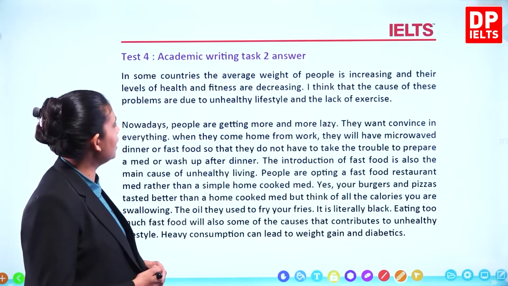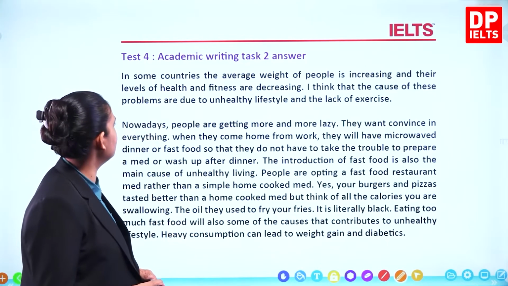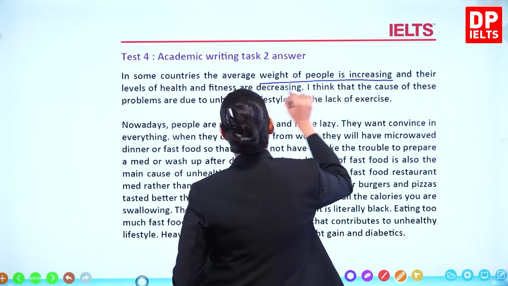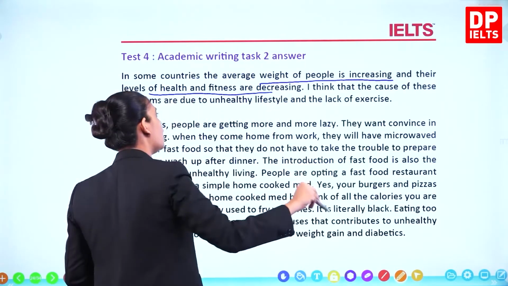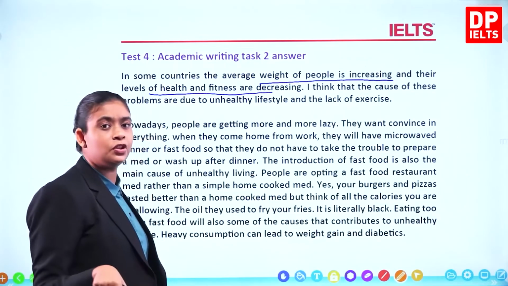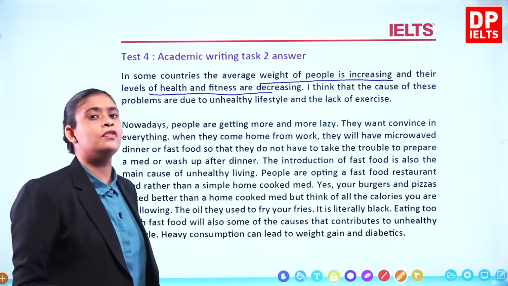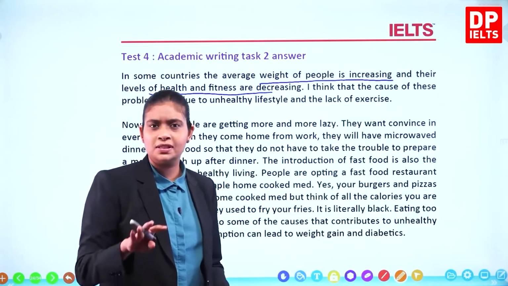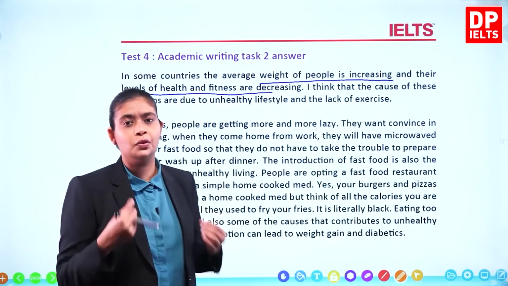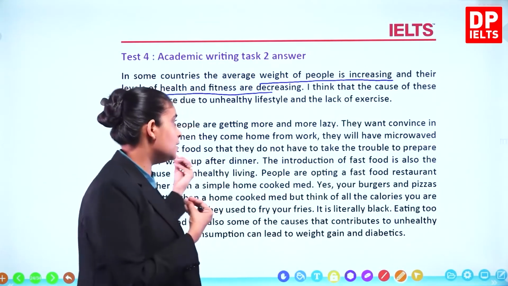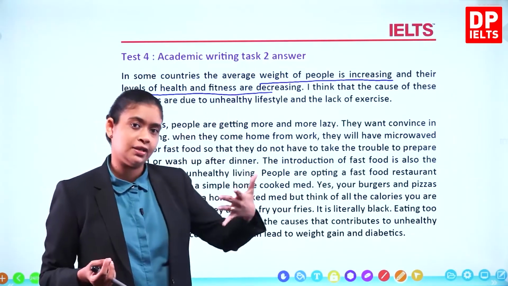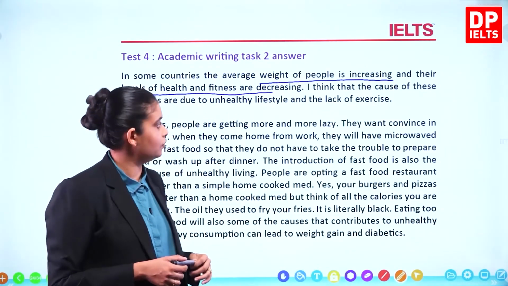In some countries, the average weight of people is increasing and their levels of health and fitness are decreasing. Now, this one, is it good? Just to rewrite what is there in the question? It's not good. This is something you shouldn't be doing, and that's why we did paraphrasing in lesson, if I'm not mistaken, 2 and 3, right? So go through those techniques if you feel you're writing something which is similar to this one. This is not good paraphrasing. This means you're just rewriting what is there in the question, okay?